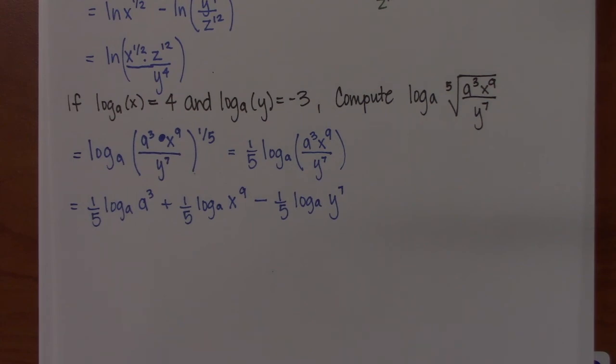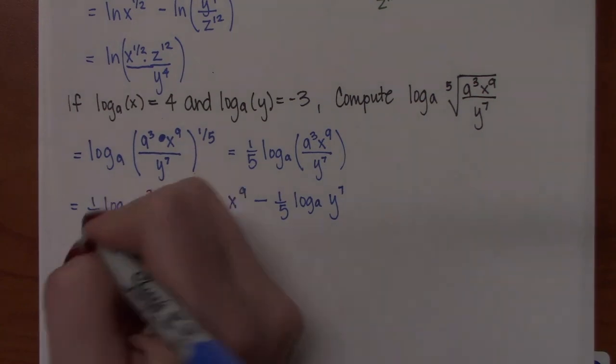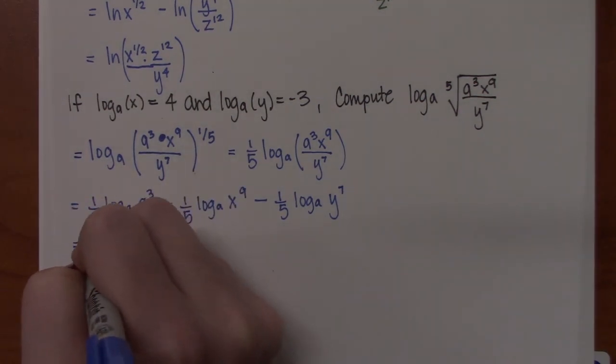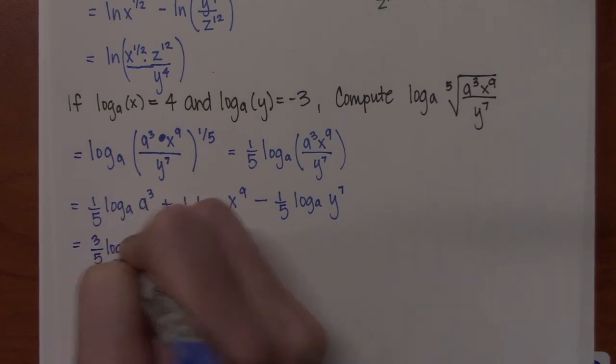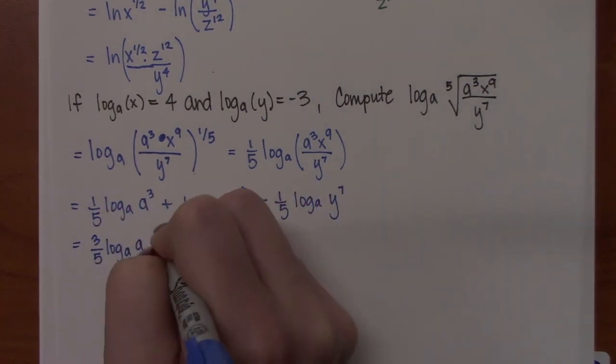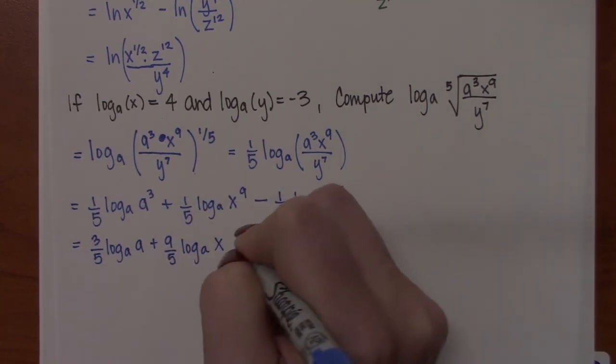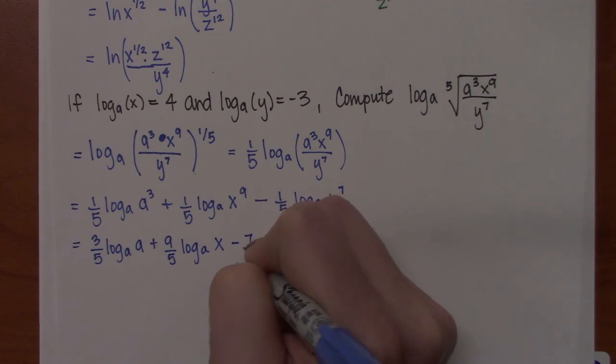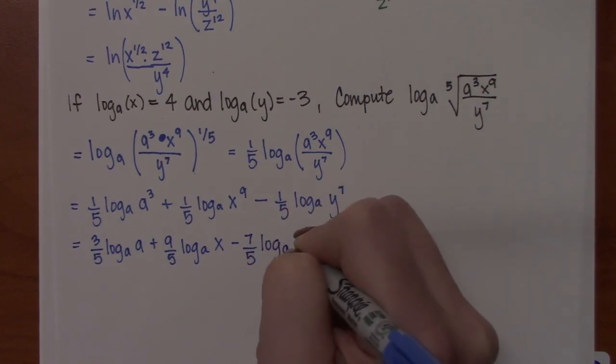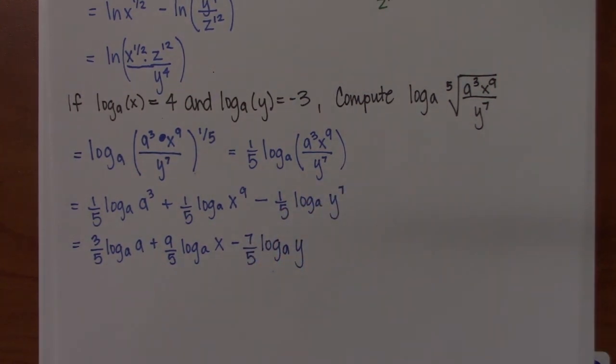So I still can't plug anything in yet until I get rid of those exponents, because I don't know what log base a of x to the 9th is, but I know what log base a of x is by itself. So the last thing we want to do is bring down any remaining exponents. So we're going to have 3/5 log base a of a plus 9/5 log base a of x minus 7/5 log base a of y.